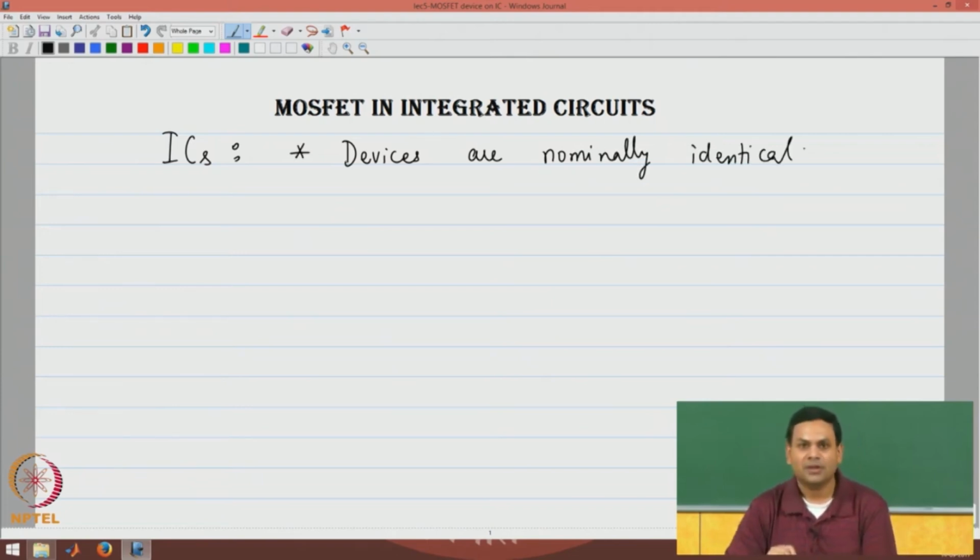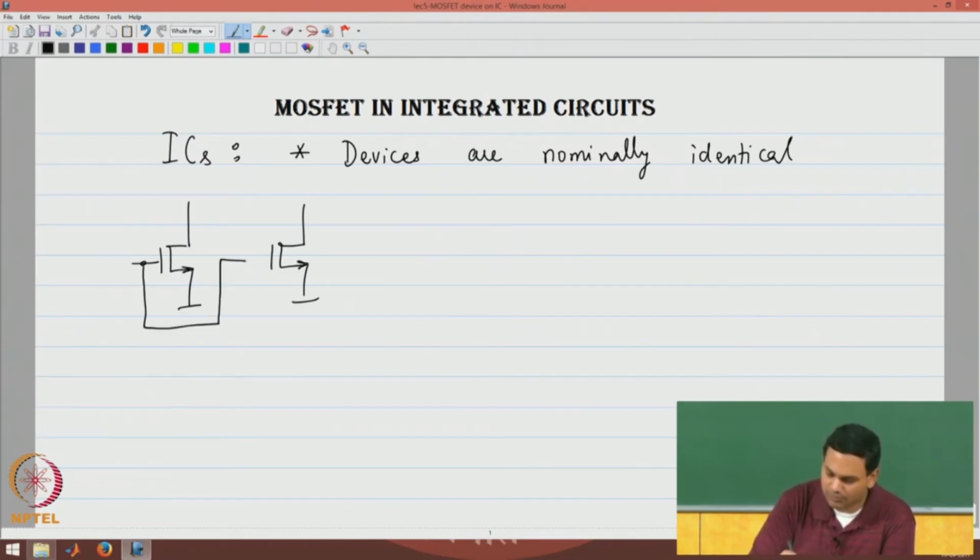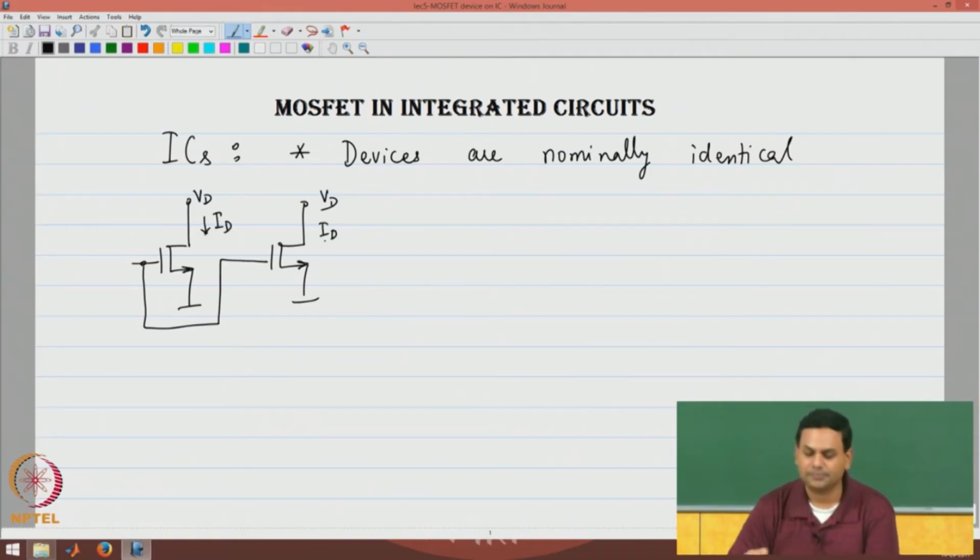What does that mean? If I take two devices, let us say two MOSFETs, and I apply the same gate source voltage to them, and I apply the same drain voltage to them, they will have exactly the same current. That is what we mean when we say that the device is nominally identical. They will have the same characteristics.